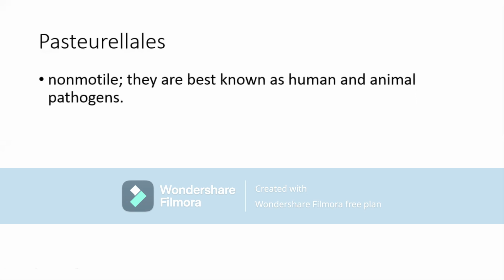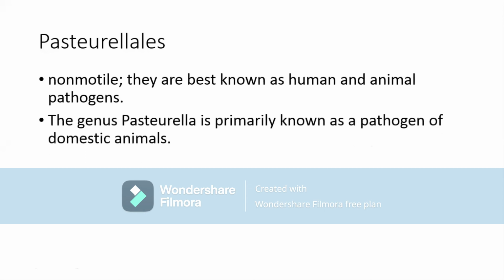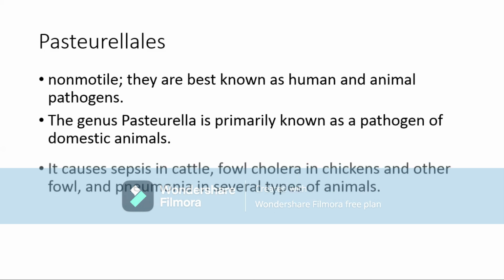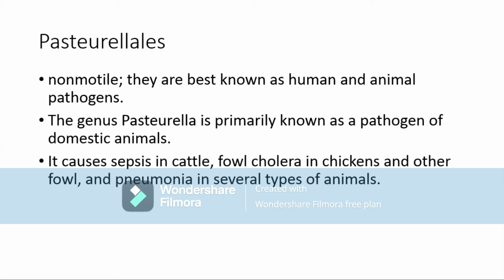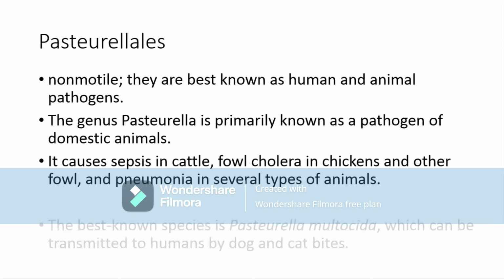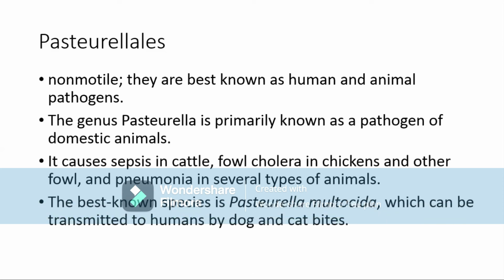This was all about the order Enterobacteriales, and another order is Pasteurellales. They are usually non-motile, and they are best known as human and animal pathogens. They mostly target animals, and the genus Pasteurella within this order is well known as a pathogen of domestic animals. They cause sepsis in cattle, fowl cholera in chickens and other types of fowl, and pneumonia in different types of animals. Its well-known species, Pasteurella multocida, can be transmitted to humans by dog and cat bites.